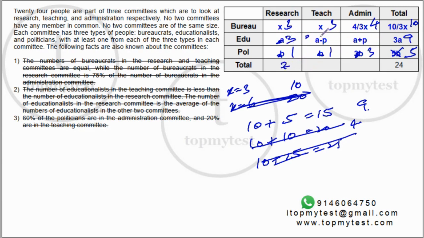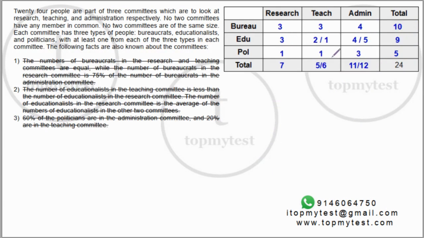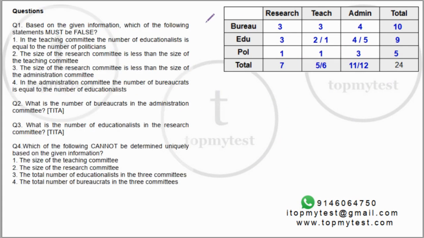Now this has to be less than 3, so it can be either 2 or 1. 3 plus 2 is 5, so balance can be 4 or 5. 3 plus 2 is 6, 5. 5 plus 1 is 6 or 5. This number can be 8 plus 3, 11 or 12. So I've got this data. Summarize this. Right. Okay. Nothing much we can do about it. Let's go to the questions.